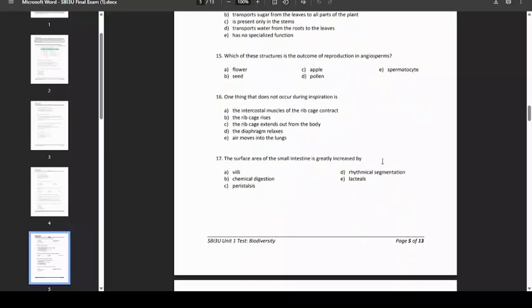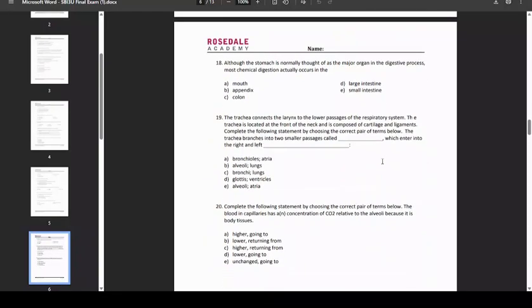Anyways, the surface area of the small intestine is clearly increased by the villi. We're done. Oh, no, we still have a few questions. Although the stomach is normally thought of as the major organ in the digestive process, most chemical digestion actually occurs in the duodenum, which is part of the small intestine, which E is our correct answer.